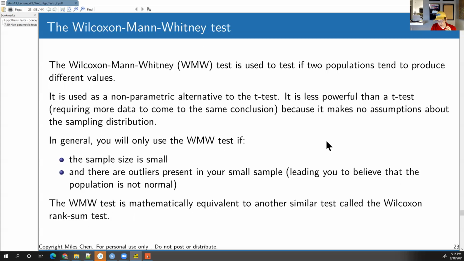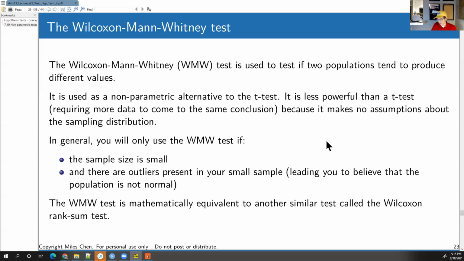So the Wilcoxon-Mann-Whitney test is used to compare 2 populations. And we have to be careful about the words we're going to use. We're going to say if 2 populations tend to produce similar values or different values. It would be a non-parametric alternative to the t-test. So the t-test is used to see if 2 populations have the same mean, and the Wilcoxon-Mann-Whitney test is used to see if 2 populations have similar distributions.